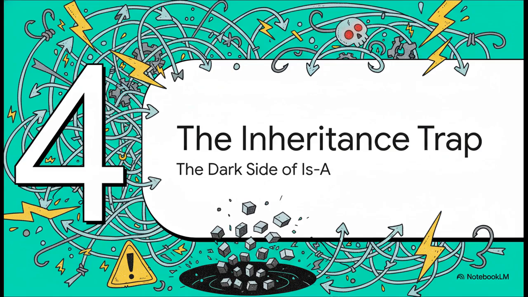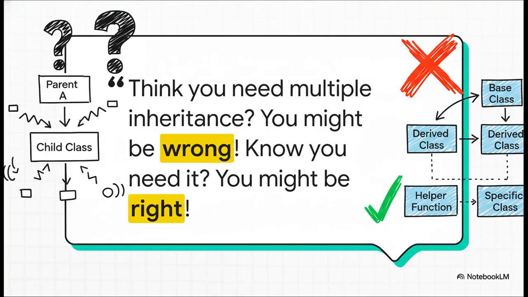Okay, so we know the rules. Now let's step into the danger zone. This is where things can get really complicated, and where even experienced pros get themselves into trouble. This quote just nails the general vibe around multiple inheritance. When a class inherits from more than one parent, it's something you really need to handle with care. 9 times out of 10, there's probably a better way to do what you're trying to do.